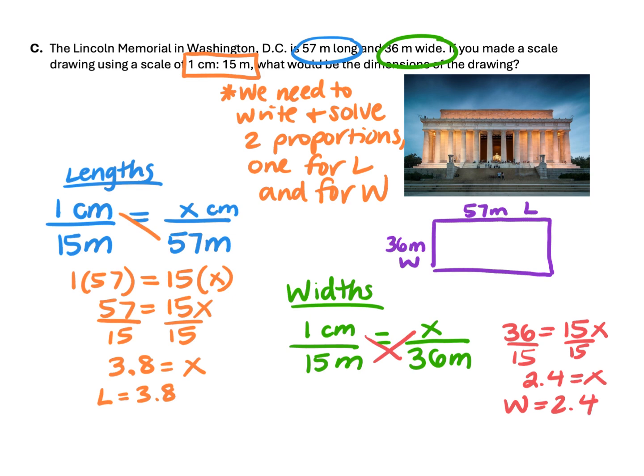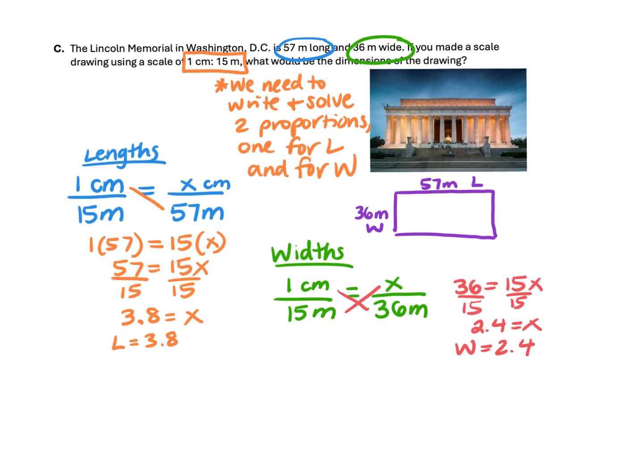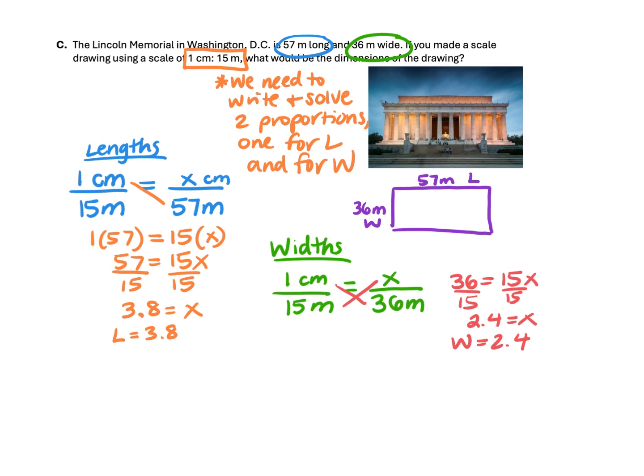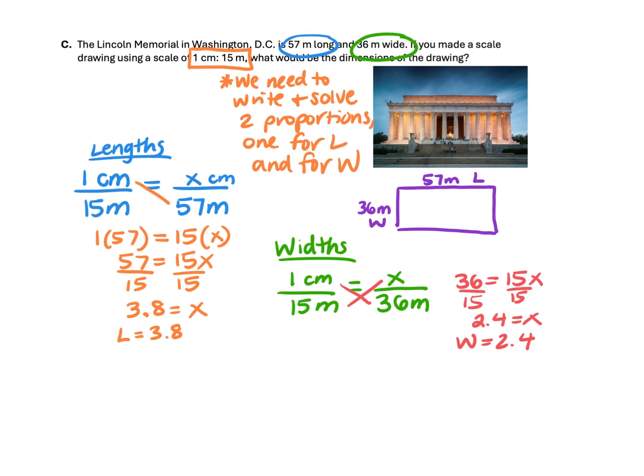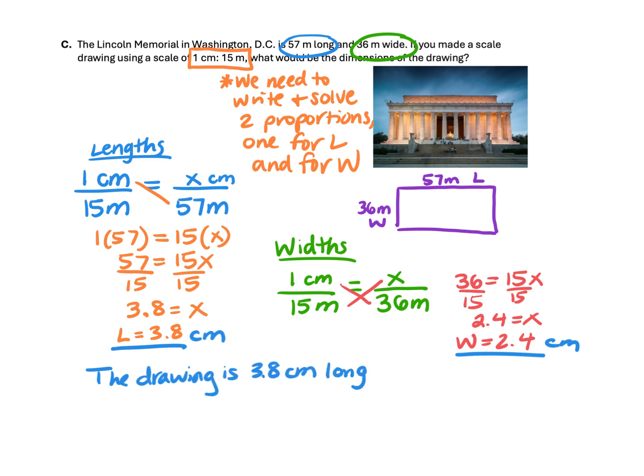Let's just, for our final answer, make sure that we add the dimensions. So what would the dimensions of the drawing be? Well, the drawing is, and here's my 2 dimensions, 3.8 long, 2.4 wide. Remember, the drawings are in centimeters. So we can say something like the drawing is 3.8 centimeters long and 2.4 centimeters wide.